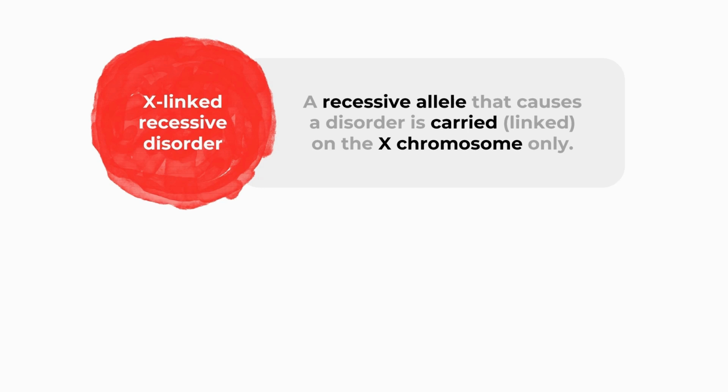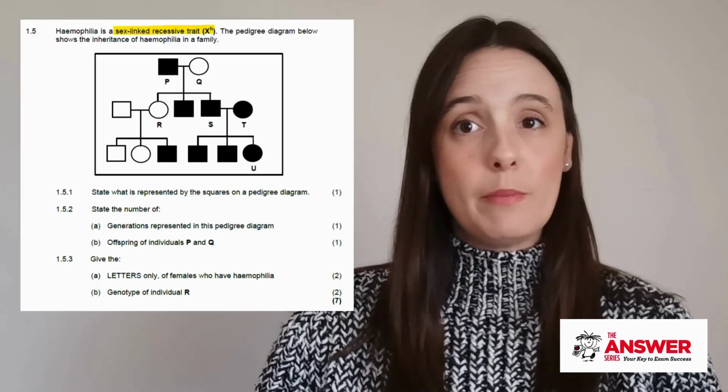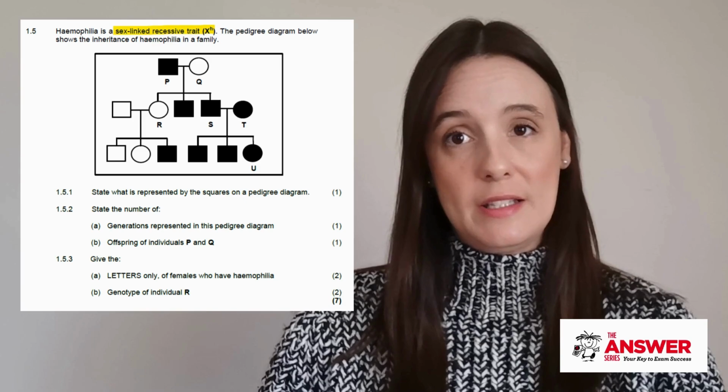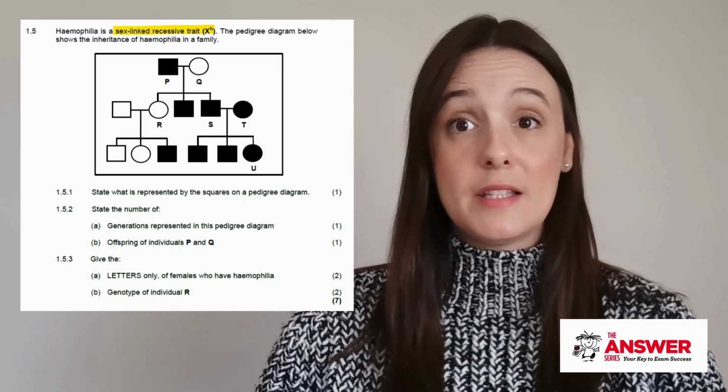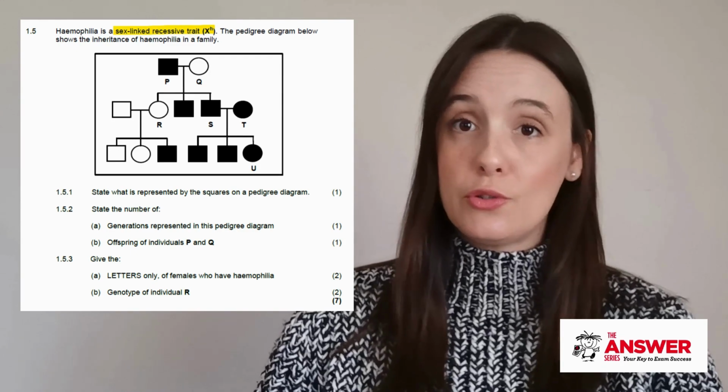When we write this out, we use a lowercase letter, for example a d, written next to the X chromosome. The lowercase letter is written as a superscript to show that it is linked to, or carried exclusively on, the X chromosome. It's very important that learners stick to the annotation given in an exam question and do not make up their own letters to represent alleles. Read the stem of a question carefully, as that will tell you what type of trait or disorder you are dealing with.